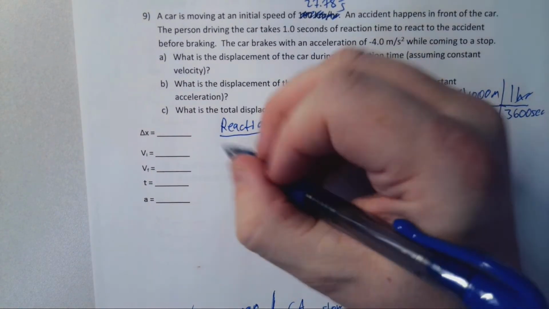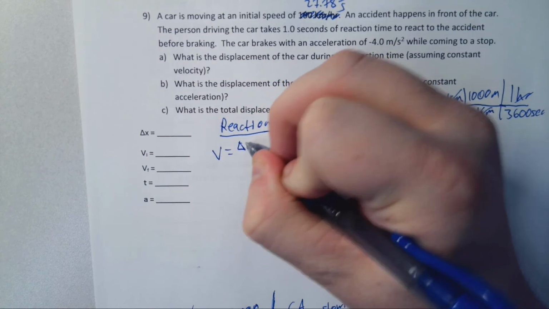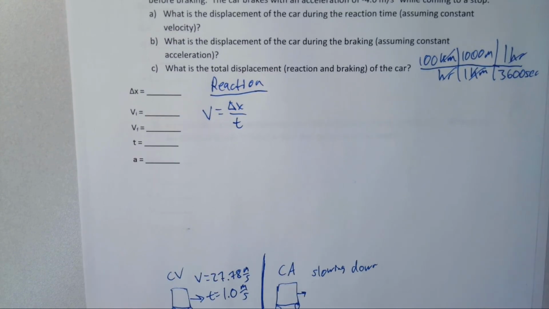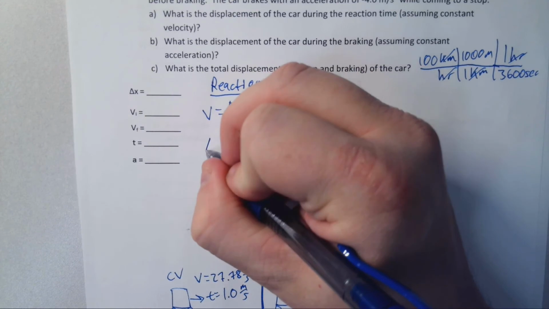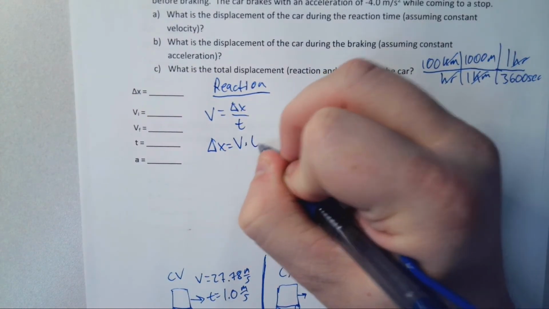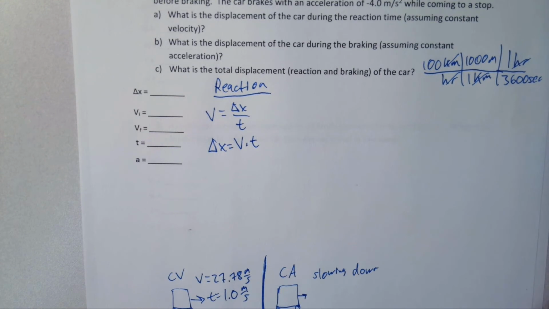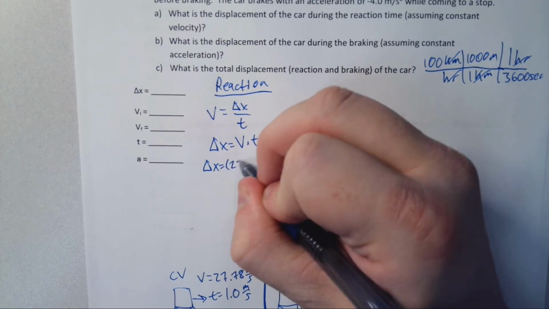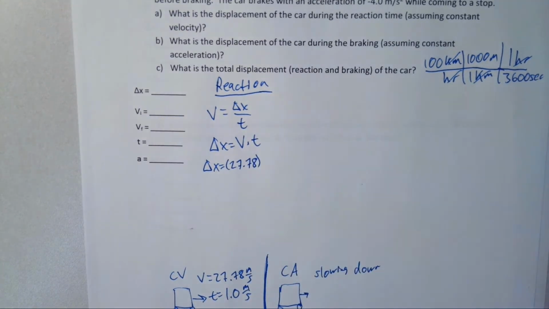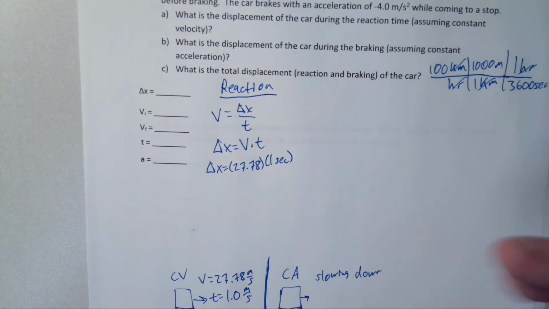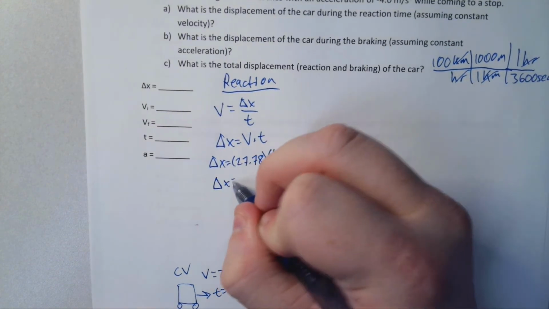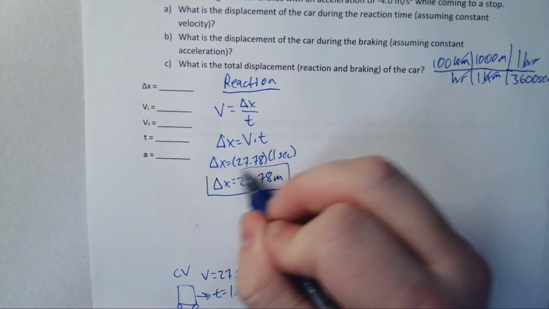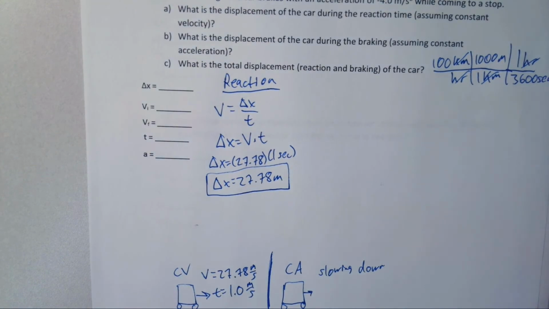So our equation for constant velocity is displacement over time. And we're trying to solve for displacement. This is the displacement during the reaction time. So our equation is delta x equals v times t. And we already just calculated that it's going 27.78 meters per second for 1 second. So how far does it travel during the reaction time? 27.78 meters.